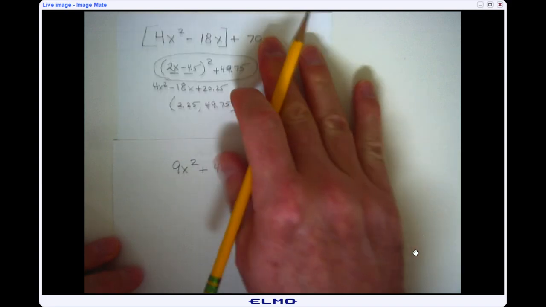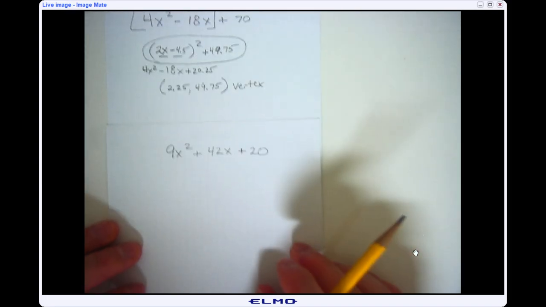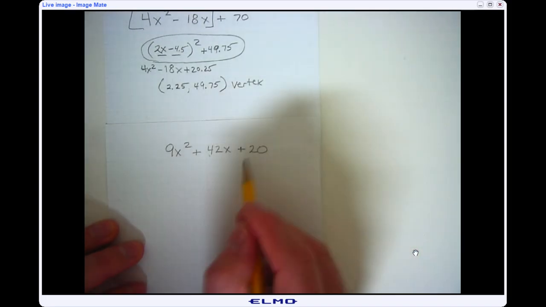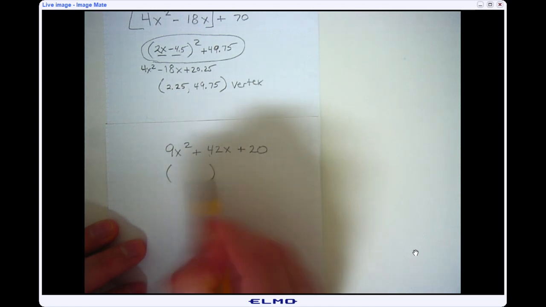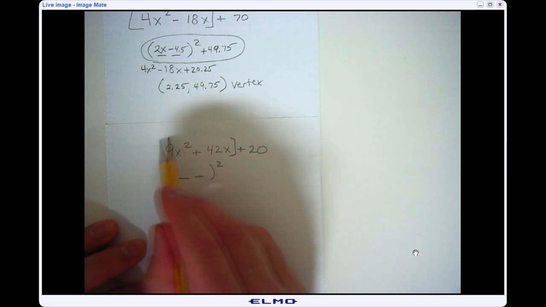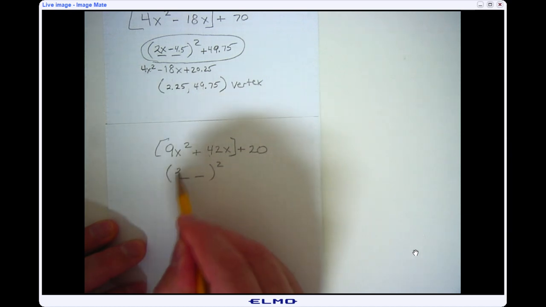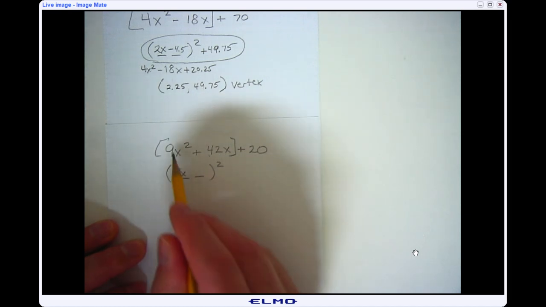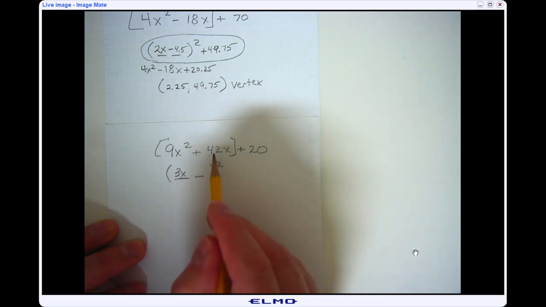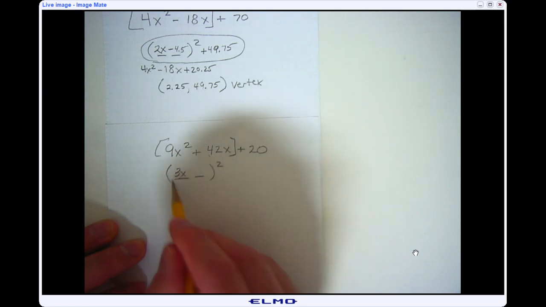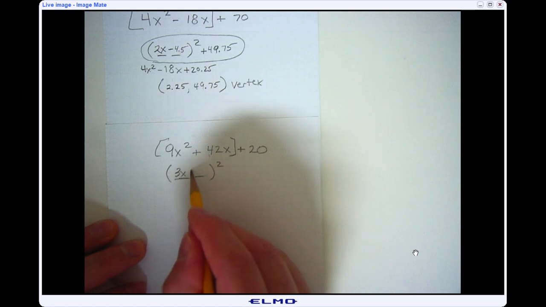And this time I have 9x squared plus 42x plus 20. So again, I'm trying to make a perfect square trinomial out of these two pieces here. So again, 3x times 3x would give me 9x squared. Half of 42 is 21, so when I multiply these together, I want to get 21. So that has to be my missing number, which is 7.